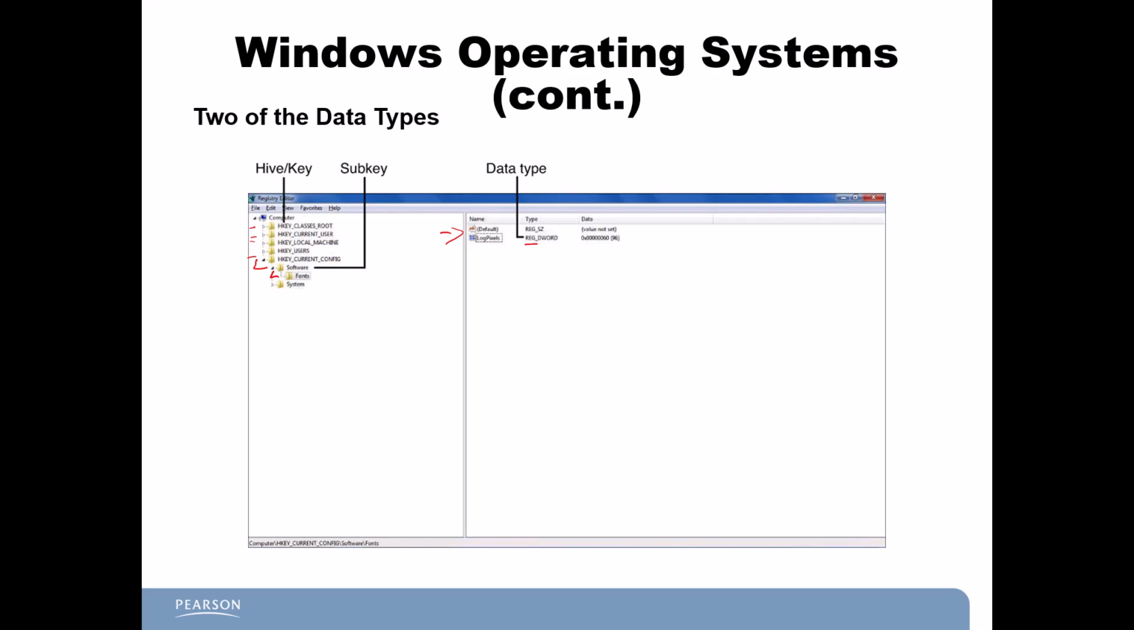And this is actually what holds our settings. And then down here, we can actually see the path. The computer, that's the name of it. The HKEY_CURRENT_CONFIG, software, and then fonts. And inside this folder are those values or data.